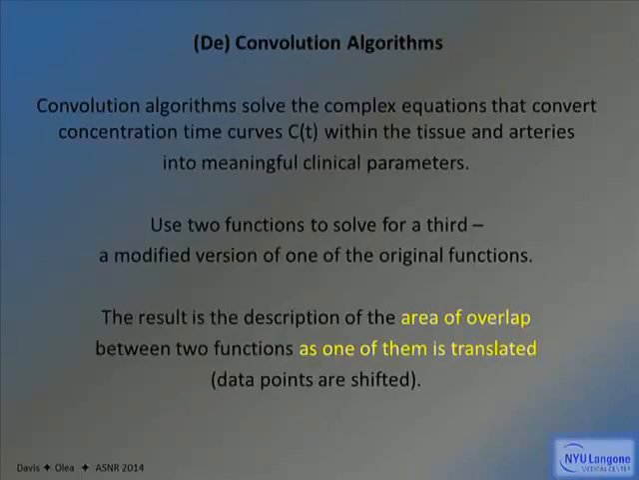Okay, deconvolution algorithms. You hear this phrase all the time. Basically, these are complex mathematical equations that convert concentration time curves in the tissues and the arteries into meaningful clinical parameters. They use two functions to solve for a third, and you receive a modified version of one of the first functions. The result is the area of overlap between the two functions as you take one function and translate it or move it through the second function.